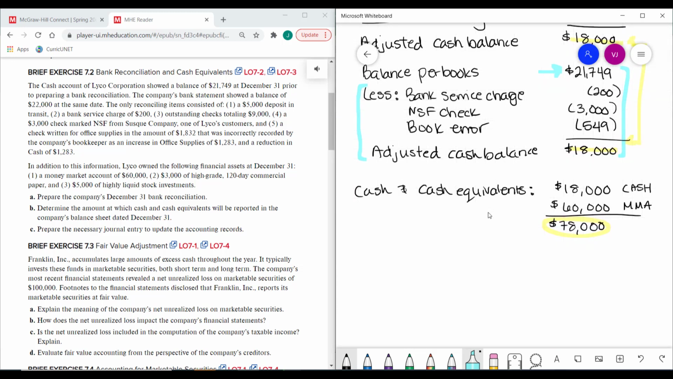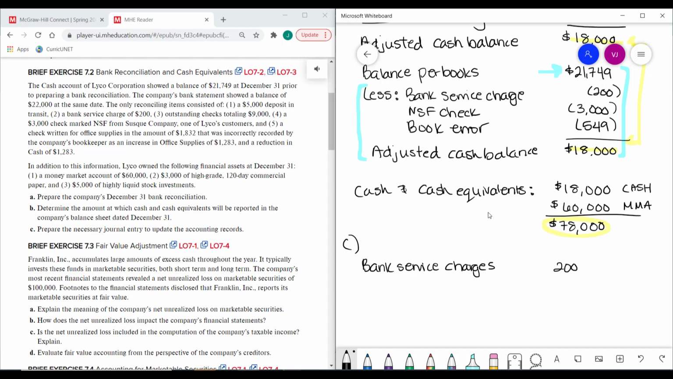So the journal entry for that would look as follows. Well, a bank service charge, there's probably an account called bank service charges, and this would be treated like an expense account. So we're going to debit bank service charges for $200.